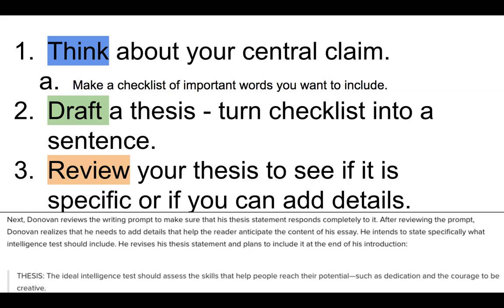And down here at the bottom of the slide is his revision. It says, the ideal intelligence test should assess the skills that help people reach their potential, such as dedication and the courage to be creative. That sounds good, but he's not quite done.